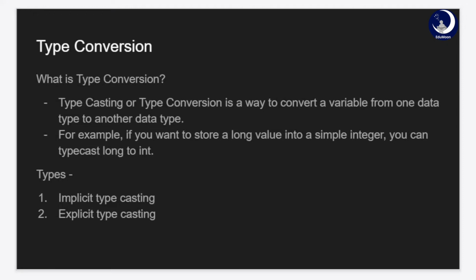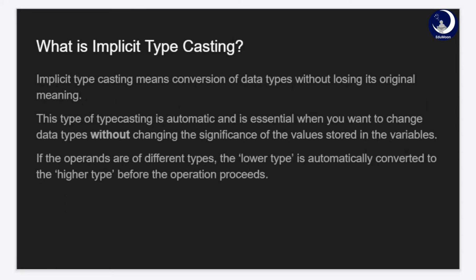Let us have a look at the implicit typecasting. What is implicit typecasting? Implicit typecasting means conversion of data types without losing its original meaning. So the emphasis is on without changing the significance of the value stored in the variables. This type of typecasting is done automatically. So if the operands are of different types, the lower type is automatically converted to the higher type.